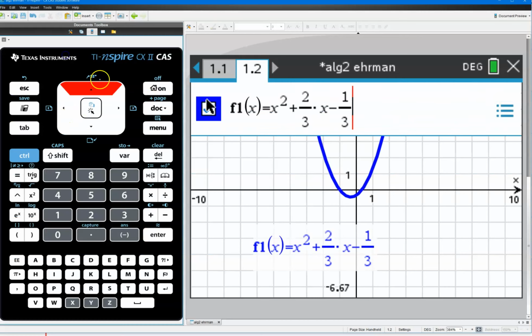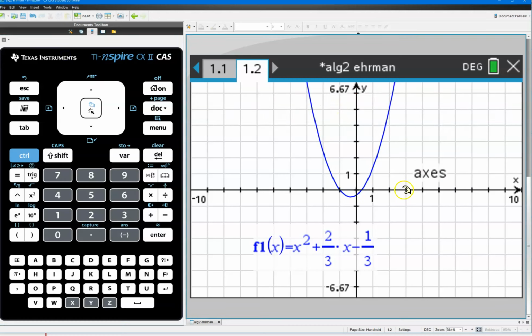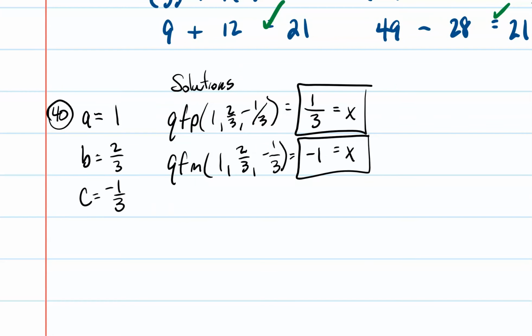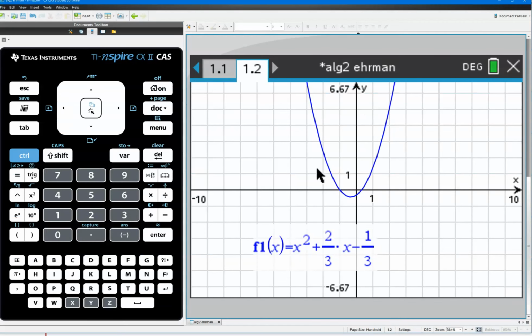A value of 1, b value of 2/3, c value of -1/3. It's exactly what we have here in the first function. 1, 2/3, and -1/3. Now finding the x-intercepts here is a little bit more difficult. I do see an x-intercept of -1. That one looks pretty clear. I'm okay with that as an answer. But this 1/3, I'm not 100% sure if I see that here. I can't tell if that's 1/3 or a half or maybe a quarter or something like that.